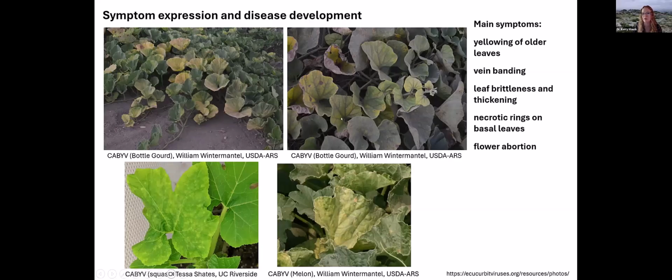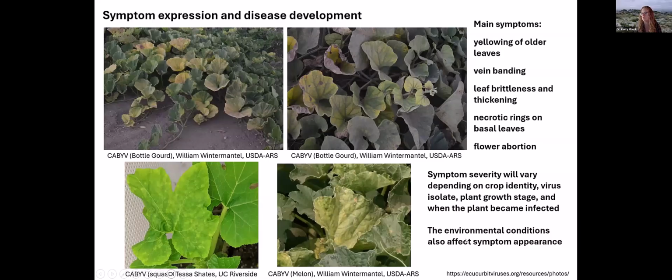You might see this characteristic vein banding, where you see that the veins are darker than the leaf tissue in between. And then down here, this picture shows that leaf thickening and brittleness that occurs in some crops. In terms of yield impacts, the main issue is that there is flower abortion caused by the virus. So the plants are either producing fewer flowers or they're aborting the flowers before they can be pollinated. And so where there are disease impacts on yield, that's where we would expect to see it.